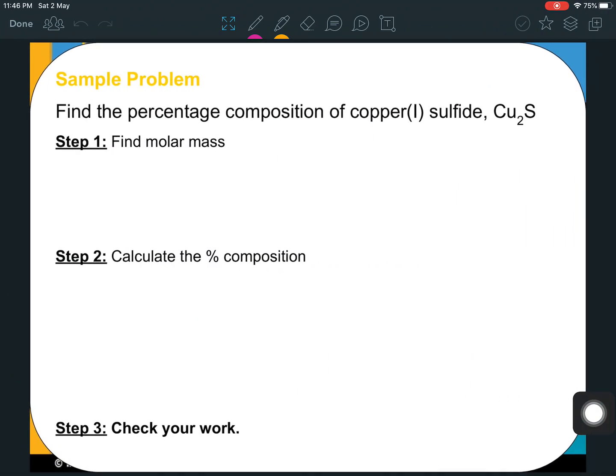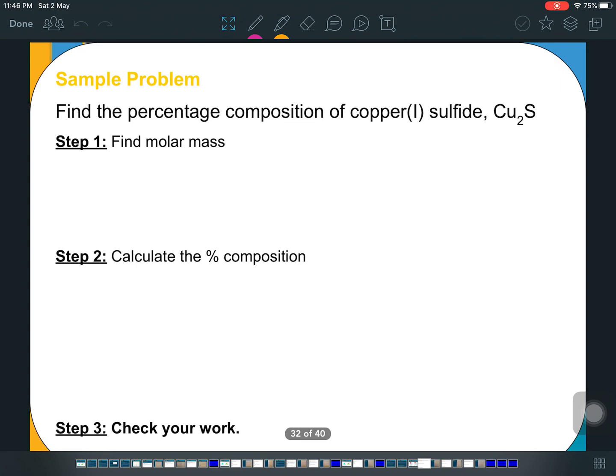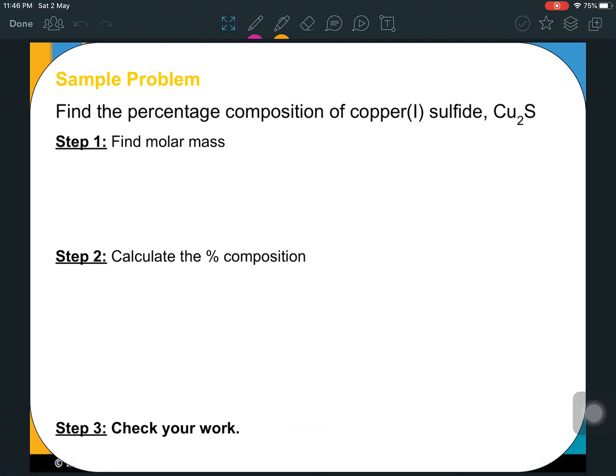So let's go ahead and try this example. This is copper 1 sulfide. So you guys know that you need to use the periodic table to find all of the molar masses, right? All right, so let's go ahead and get started. If I look at my periodic table, I know that copper has a mass of 63.55 grams per mole, and sulfur has a molar mass of 32.07 grams per mole, right?